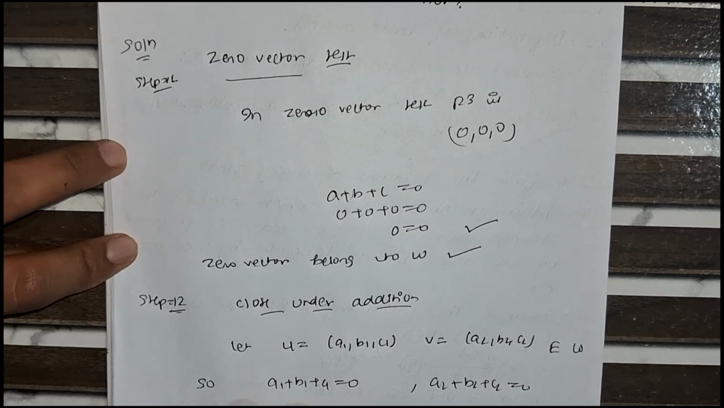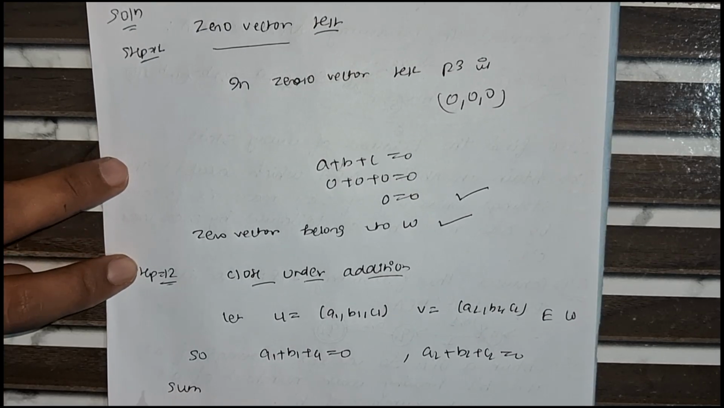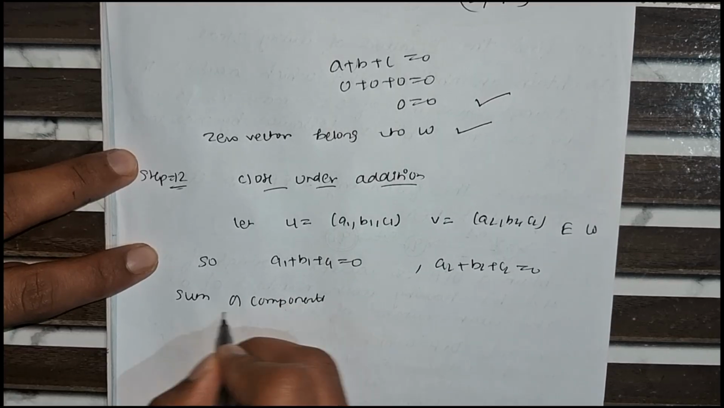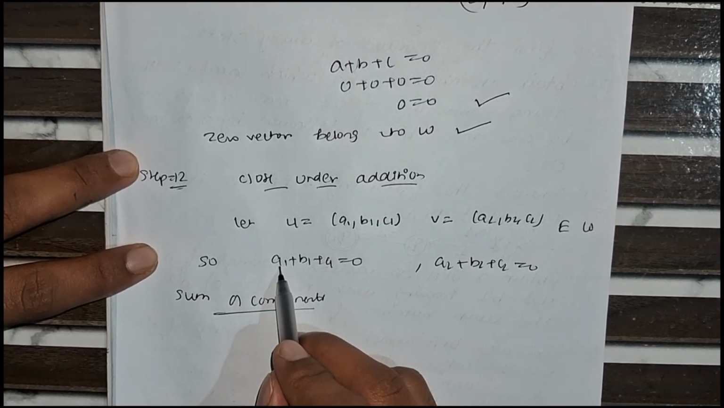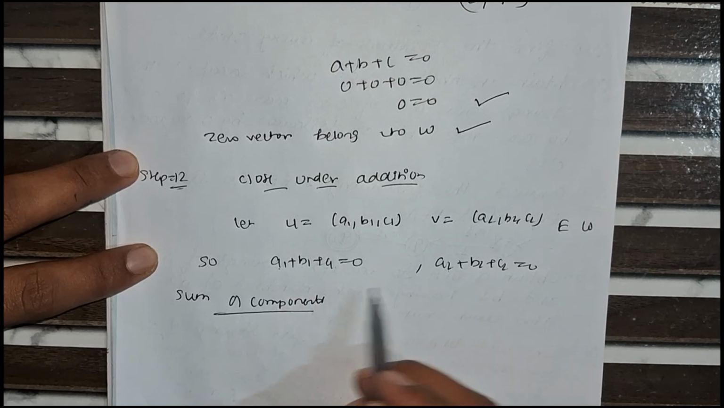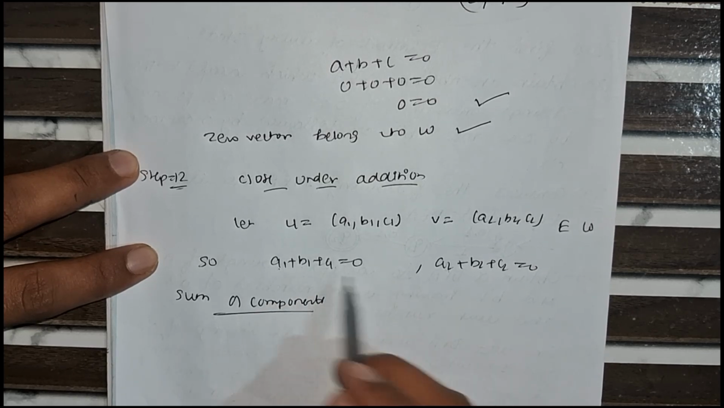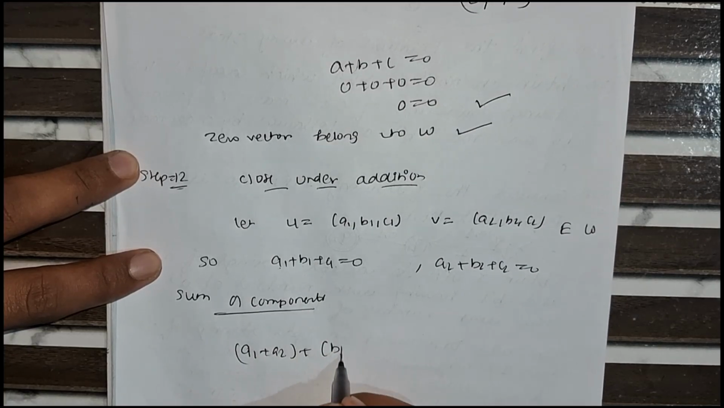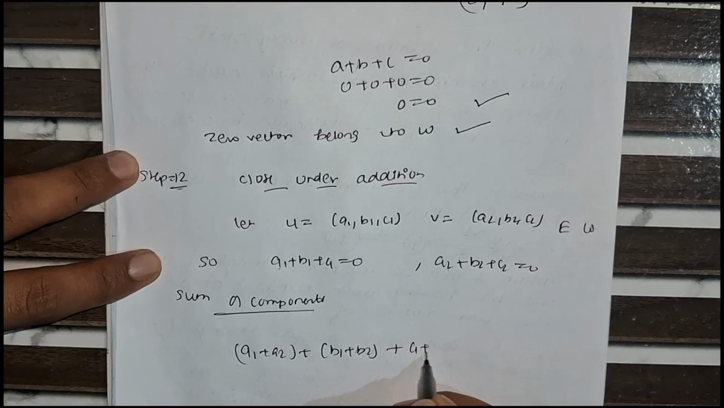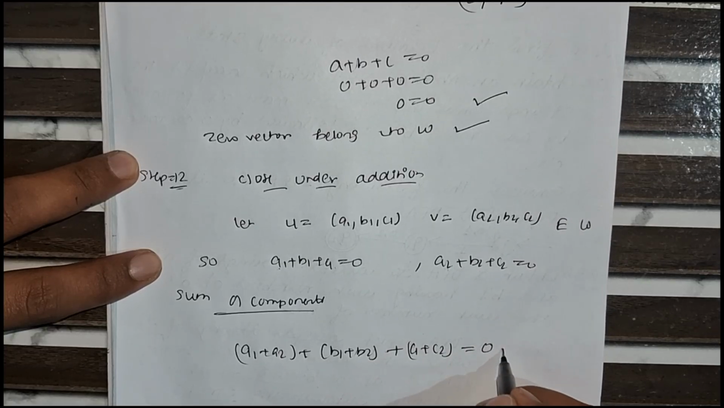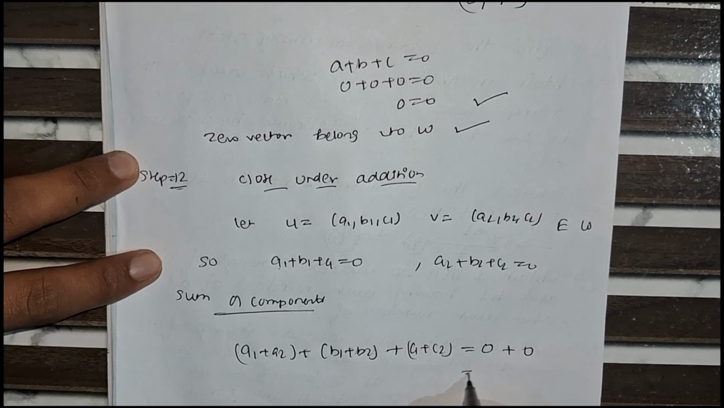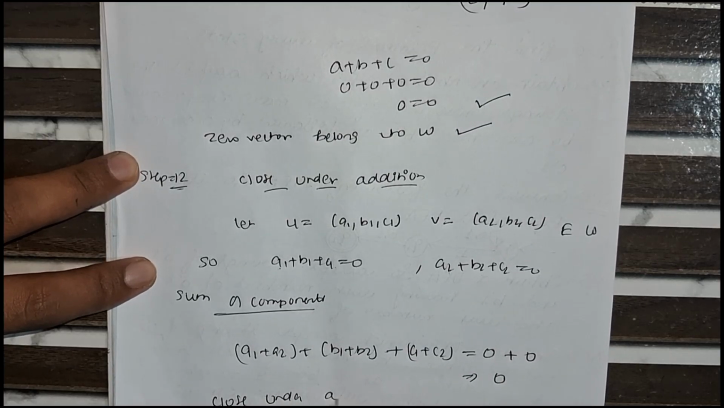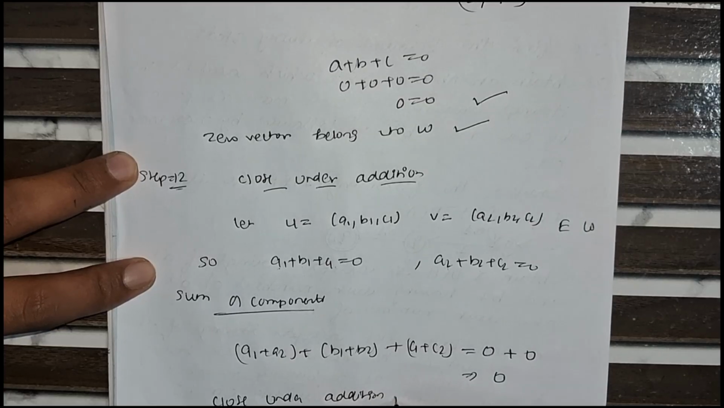So what is the sum of components? Sum of components, which is (a1 + a2, b1 + b2, c1 + c2). This is the component with respect to a, b and c. So a1 + a2 + b1 + b2 + c1 + c2, which is equal to (a1 + b1 + c1) + (a2 + b2 + c2), which is 0 + 0. So this is equal to 0. So this satisfies closed under addition. This condition is also satisfied.